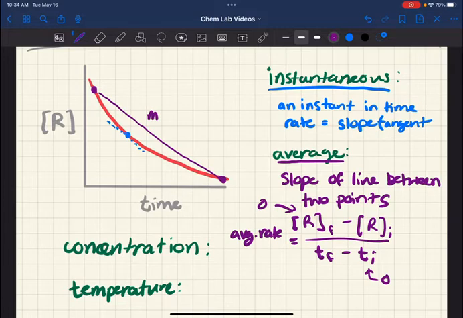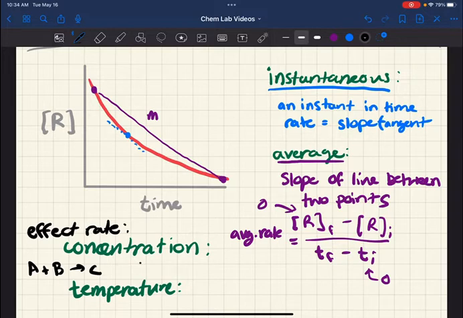All right, so moving from there, the things that affect the rate, there are two main factors. We have concentration, and concentration affects the rate depending on the order of each reactant in a reaction. So let's just say we have reactant A reacting with reactant B to make C. The rate law that we could write for this reaction would be rate equals k times concentration of A raised to some power x times concentration of B raised to some power y.